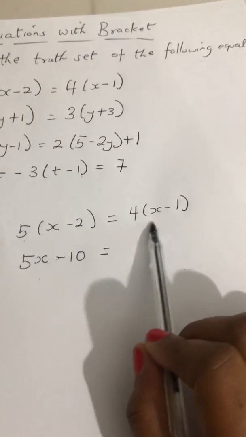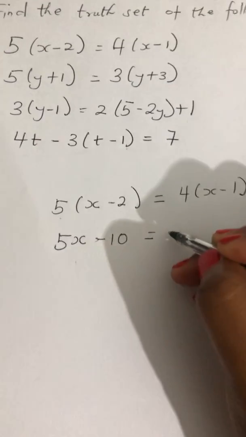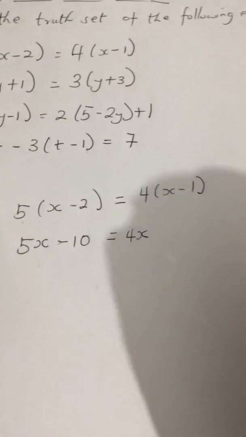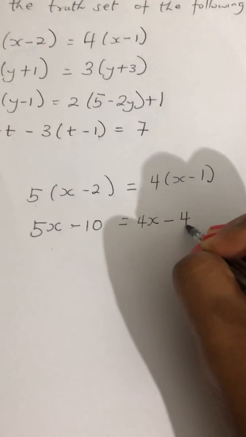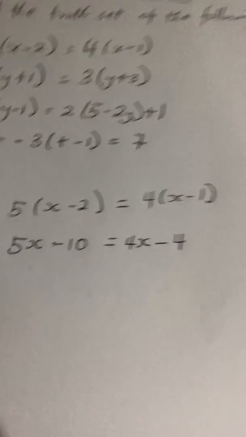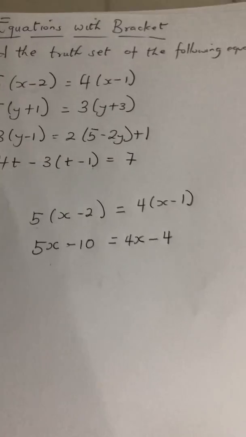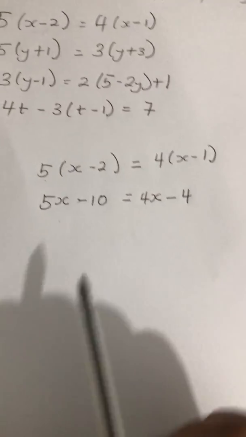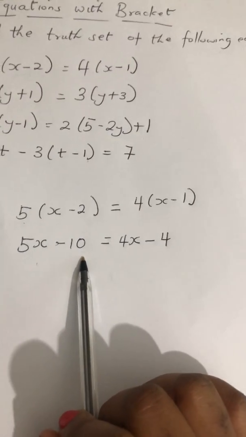So we open this bracket as well. 4 times x is what? 4x. 4 times minus 1 is what? Minus 4. This is the first step. So the first step is we have eliminated the bracket. Now the second step is you are going to group like terms.